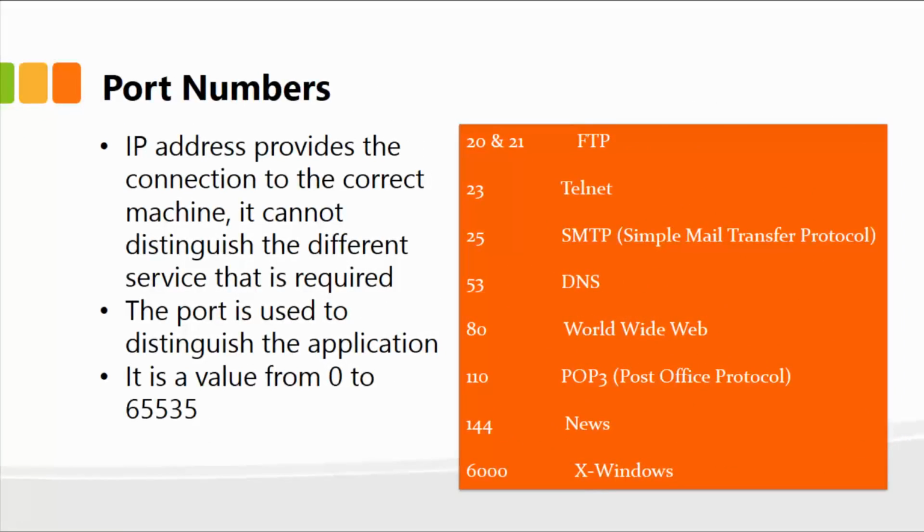Before we get into the actual commands, it's important to know the port numbers. The IP address provides the connection to the correct machine, right? Your PC, your laptop, or your server. And it cannot distinguish the different service that is required. So the port number is primarily used to distinguish the application, and it's a value from 0 to 65,535.